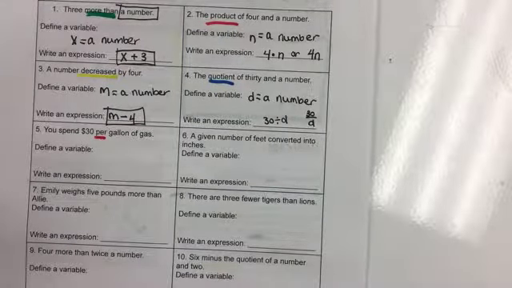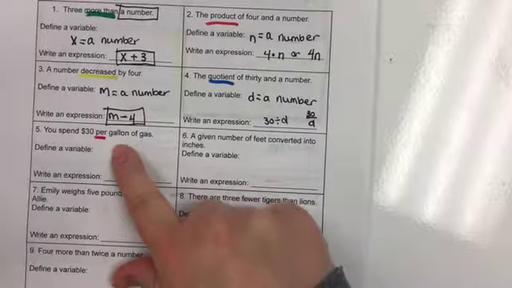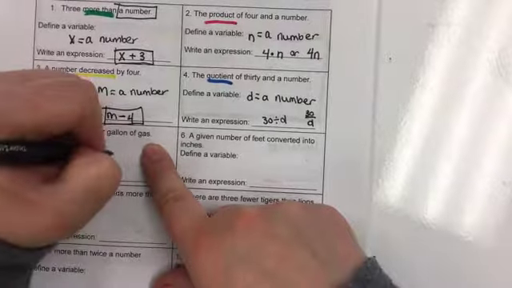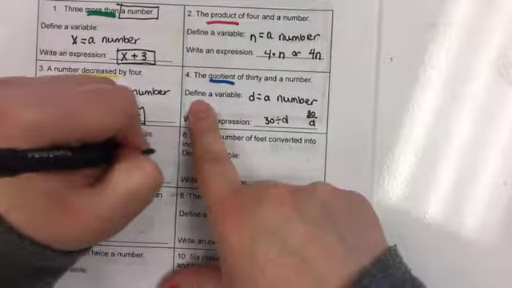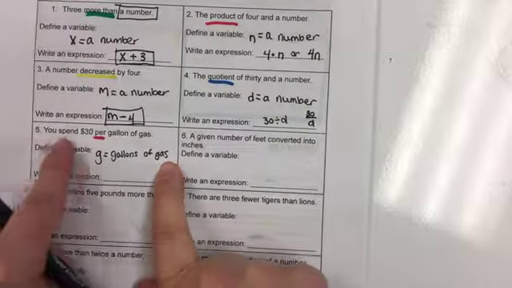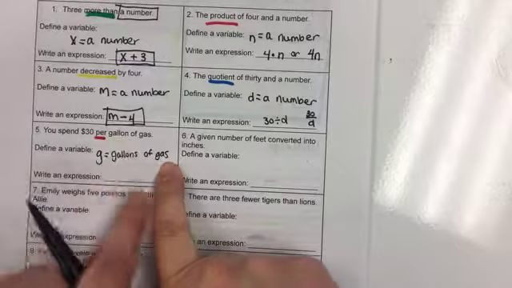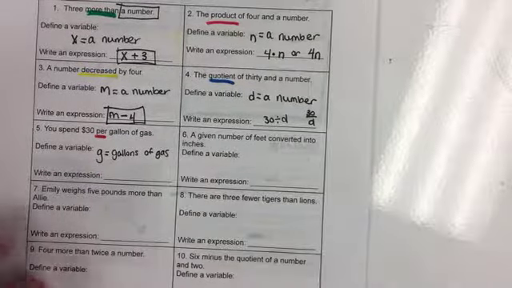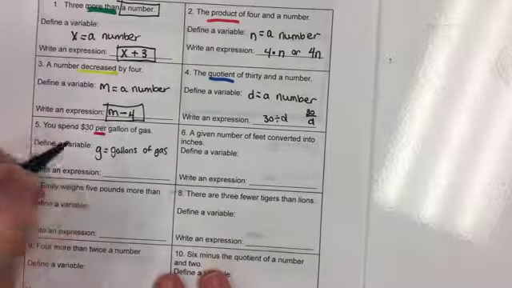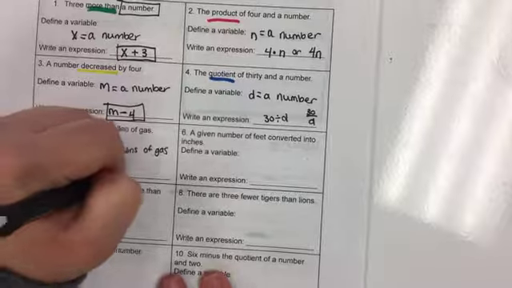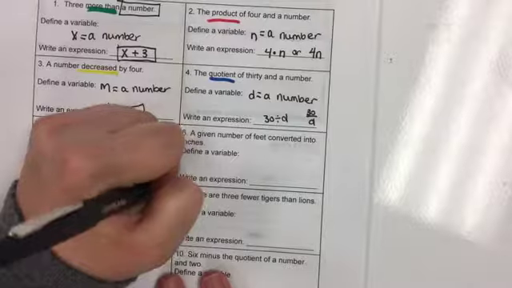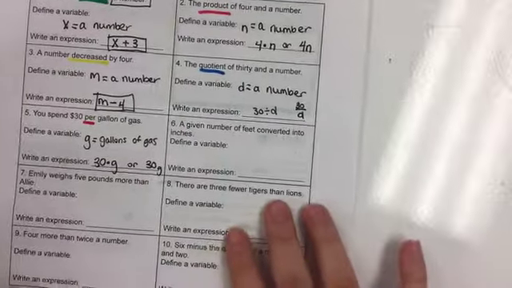So how we can do this is we need to first define a variable. Now I don't know how many gallons of gas I'm buying, so I'm going to say g equals the gallons of gas. So we don't use a number in here because in this description we have a little bit more context. Now we know we've got $30 per, so 30 times the number of gallons of gas. So we've got 30 times g, or we can write this as 30g, and you've got your expression.